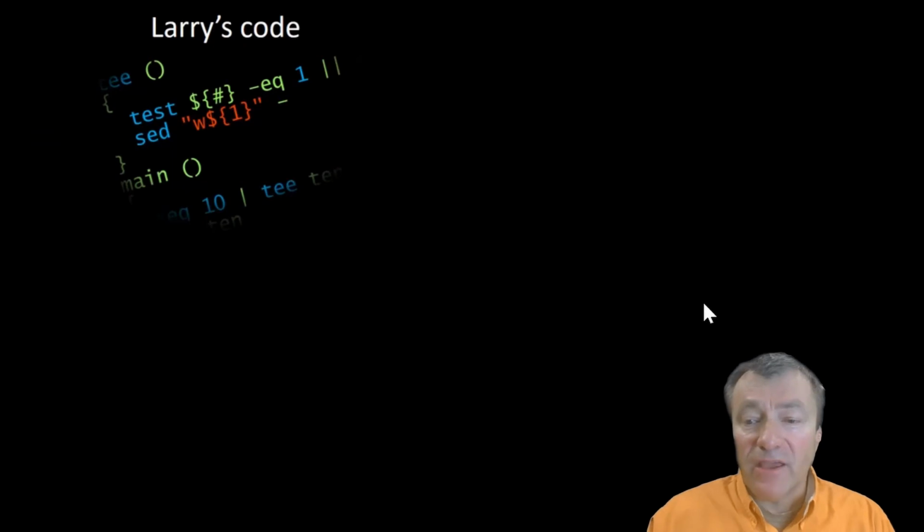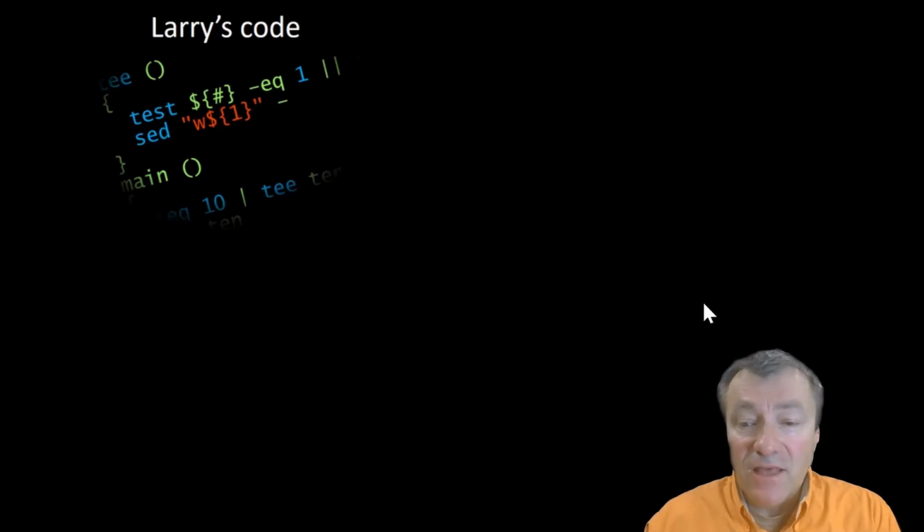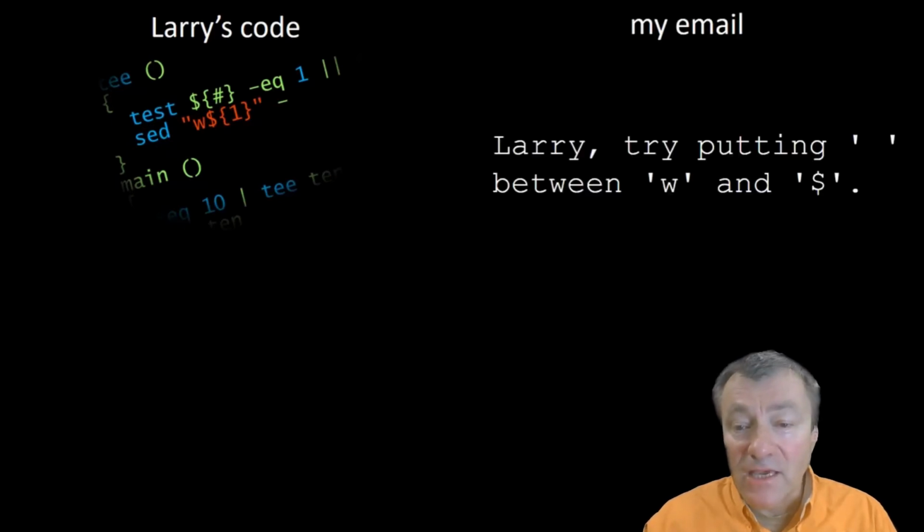My friend Larry emailed me to say he was having trouble with some of his Perl code. I told him if he sent me a copy, I would take a look at it. When my eye fell on this small segment of his program, I could see at least one problem that he probably had. I emailed him back and told him, Larry, try putting a space between the W and the $ sign.